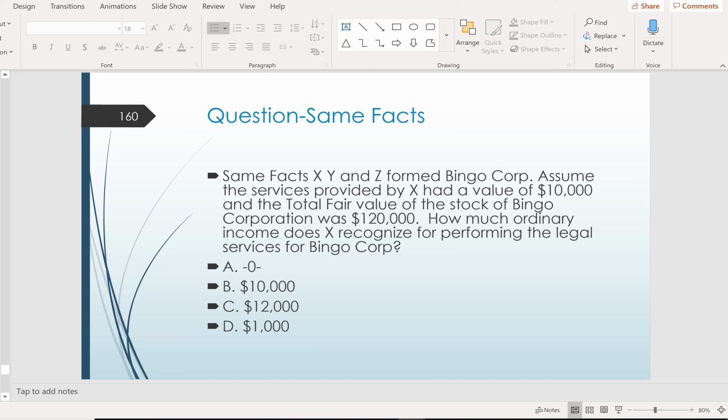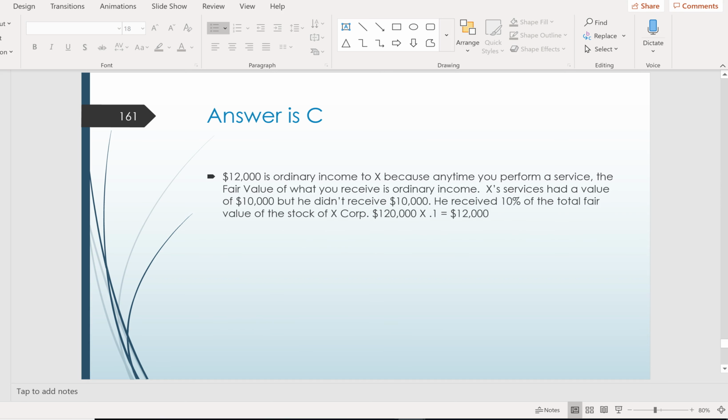Then X would pick up 10,000 of ordinary income, because sometimes they won't give you the value of everybody's stock, in which case the answer would be 10,000 ordinary income for X. It would never be zero, and it would never be a capital gain. It would always be ordinary income, because anytime you perform a service, the fair value of what you get is ordinary income. So C is the answer.